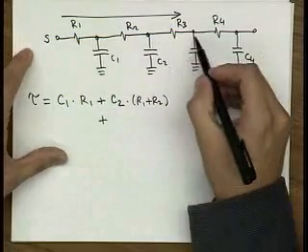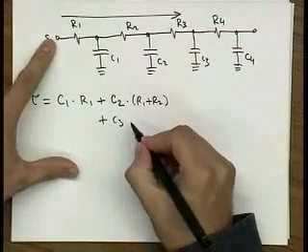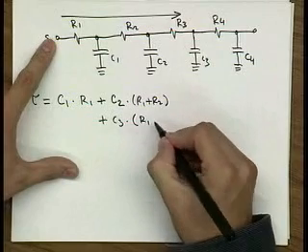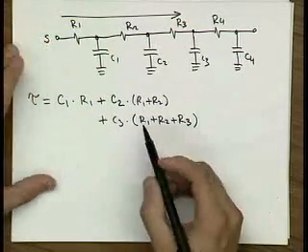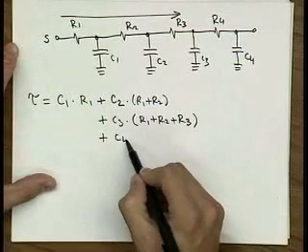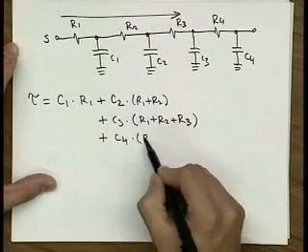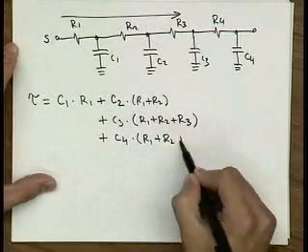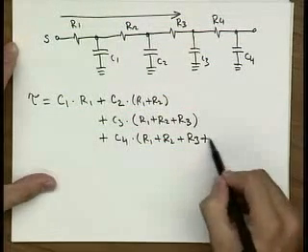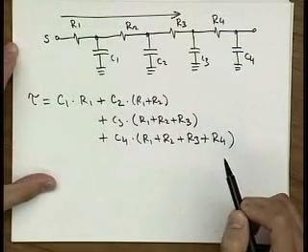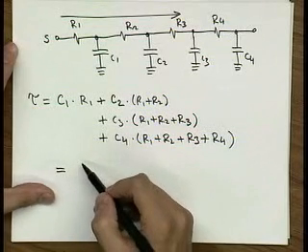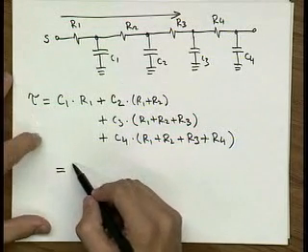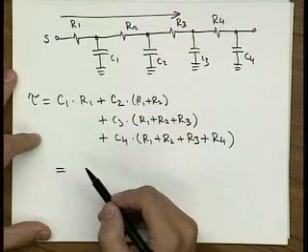And then you go over to this node, so you have C3, and do the same. So now you have R1 plus R2 plus R3, and then you have finally C4 times R1 plus R2 plus R3 plus R4.